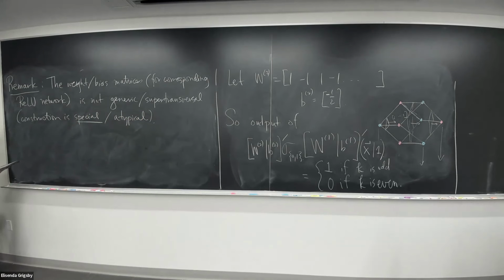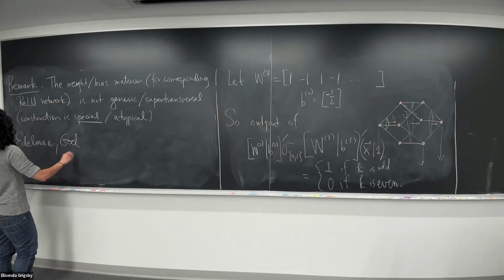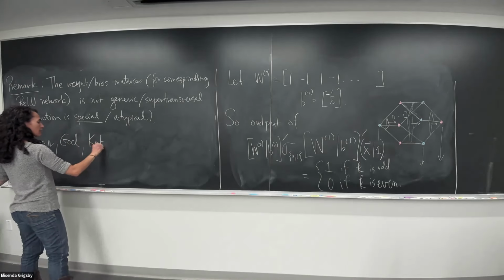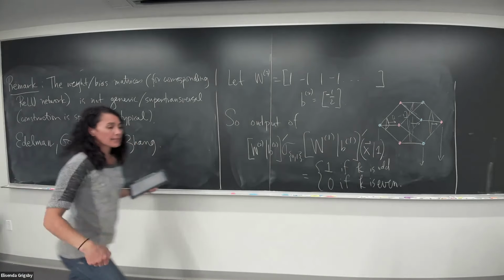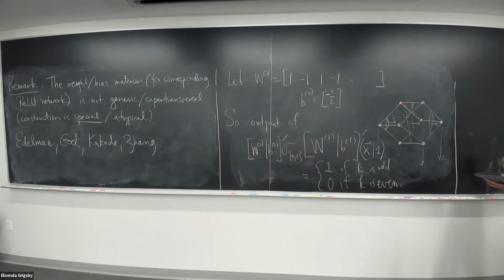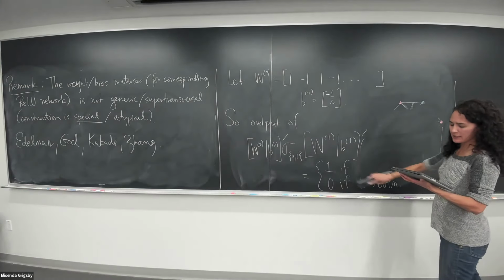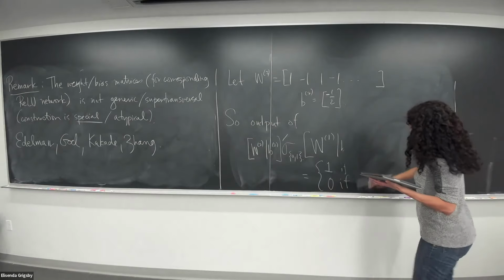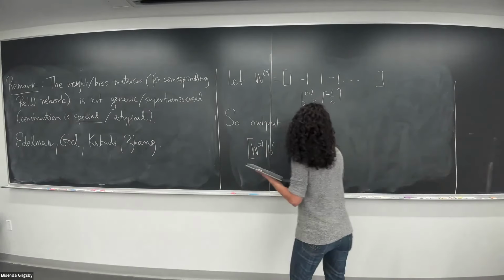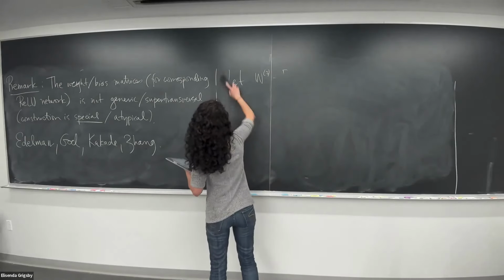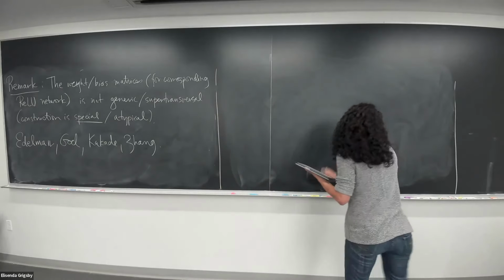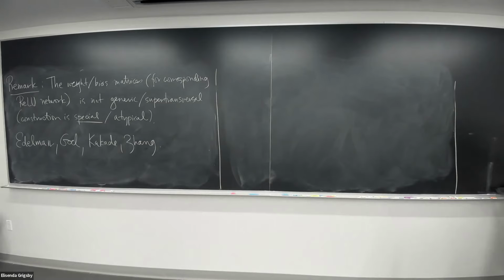Okay, so the paper that I want to say a few things about was Edelman, Goel, Kakade, Zhang. And I sent the link out over email. But it's called Inductive Biases and Variable Creation in Self-Attention Mechanisms. There are two parts of this paper, and I'm going to focus mostly on one part, but the other part might actually be the part that is the key.